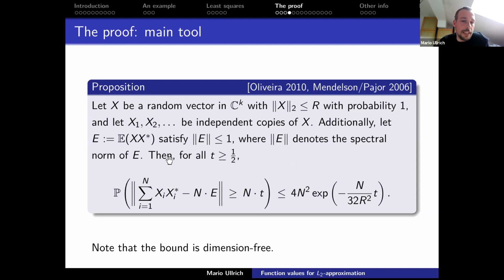Okay, so what is the answer to the question you don't know? If x is a random vector with complex entries, say in C^k, for some k, and the L2 norm is bounded by some r with probability 1.